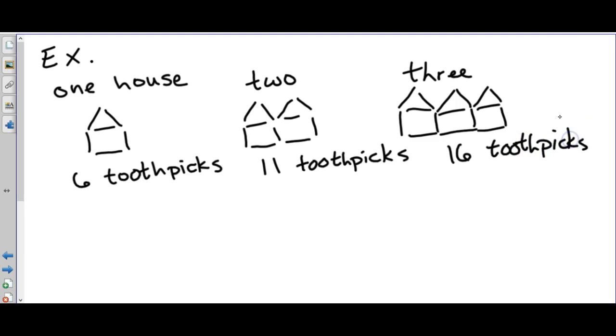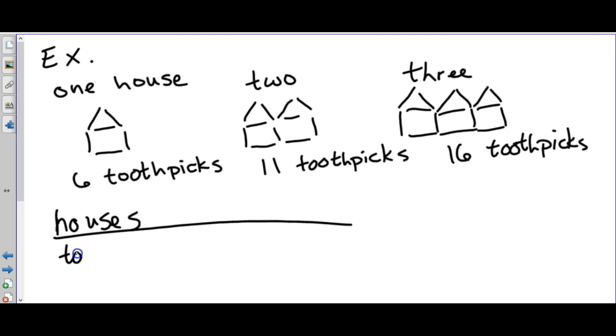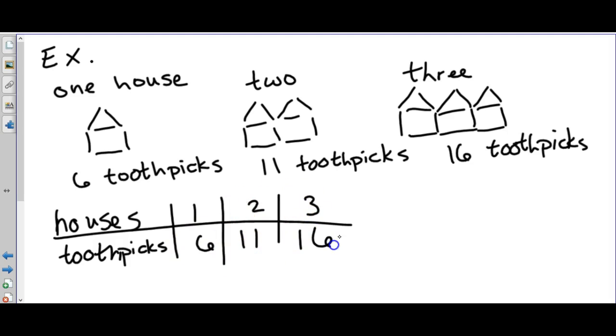So we often take this information and data we find and write it as a table. So we can have the number of houses compared to the number of toothpicks. 1 house, 2 houses, 3 houses, 6 toothpicks, 11 toothpicks, 16 toothpicks. So looking at this, we need to fill in that equation again. So again, we had this y equals b plus mx, where we really just need to find the starting amount and the amount of change.